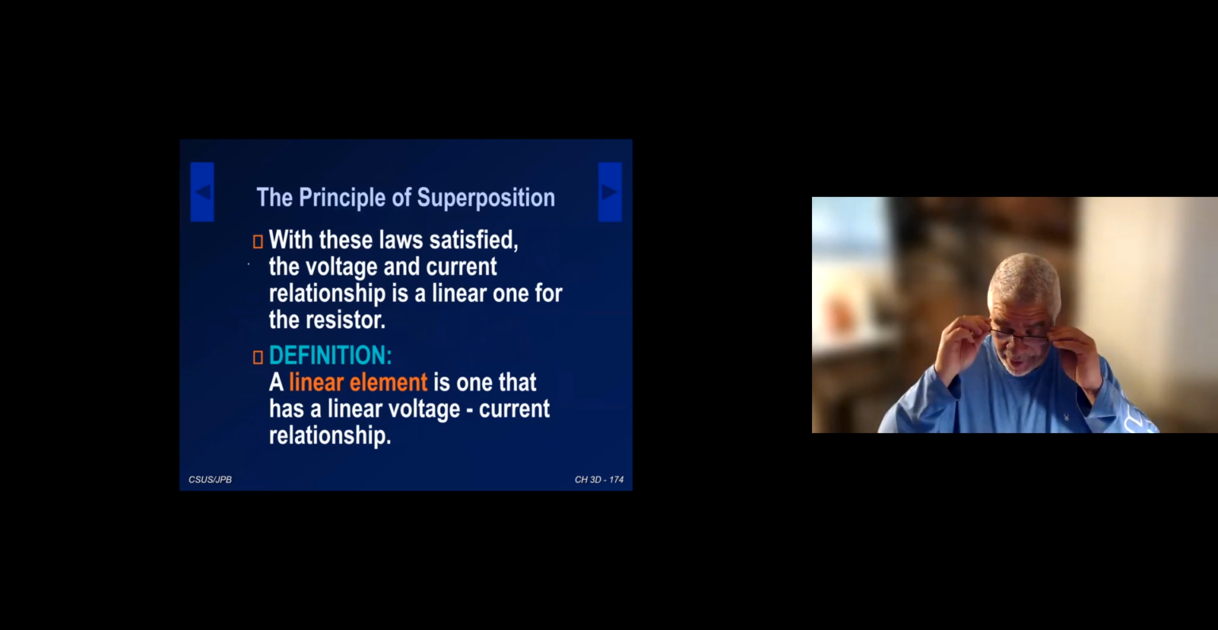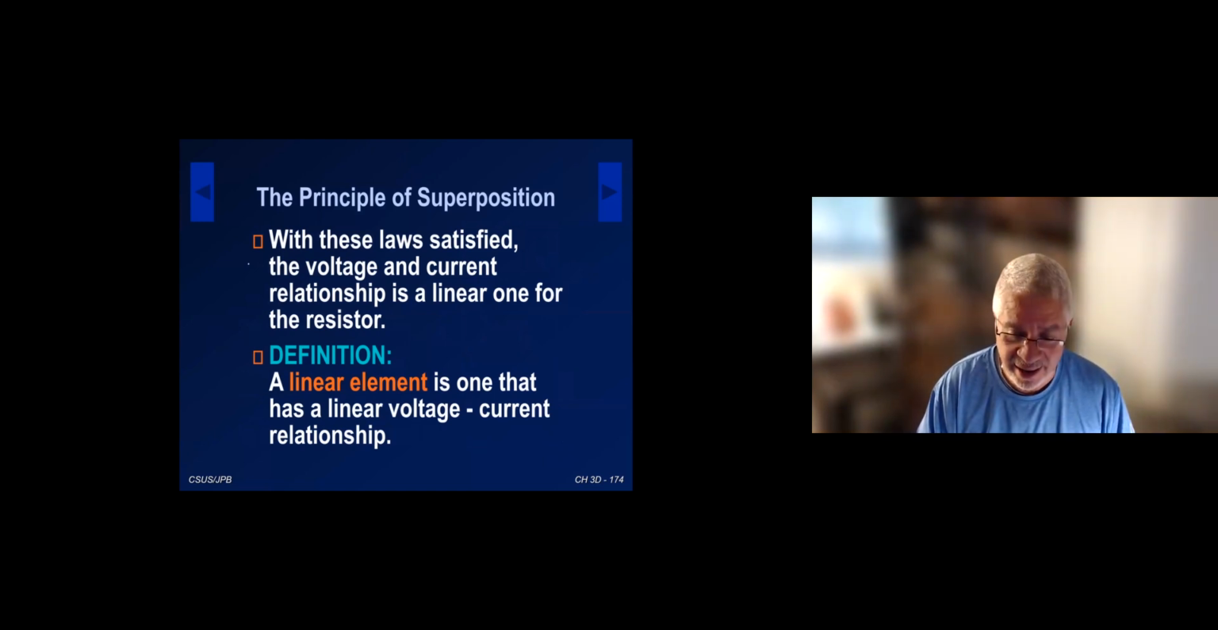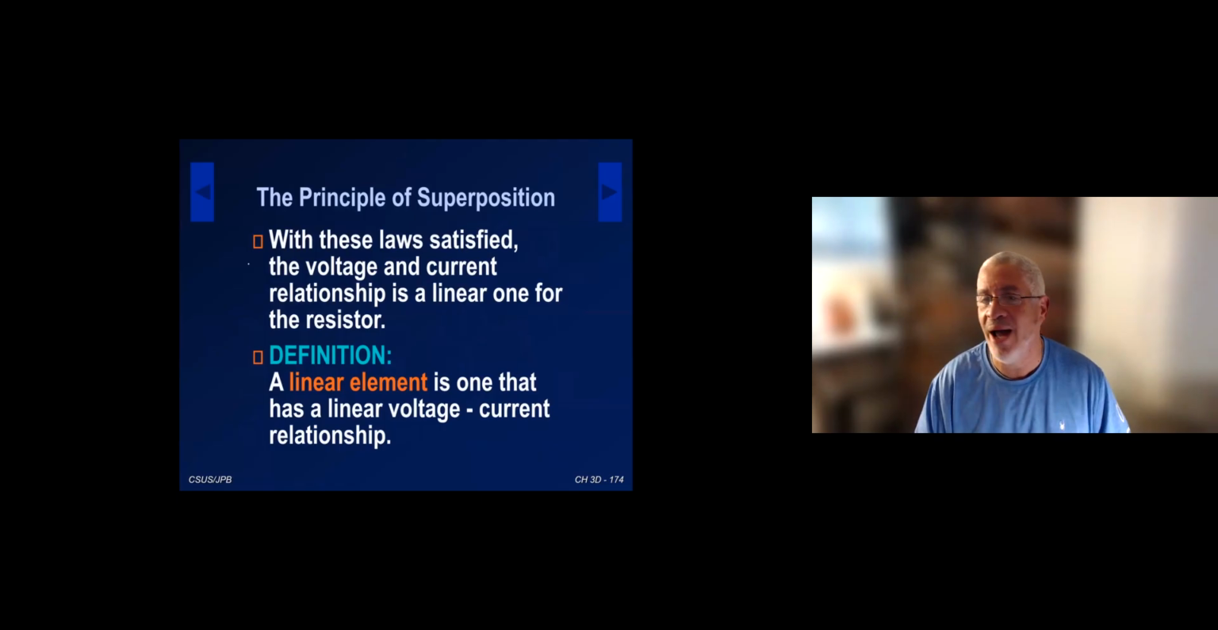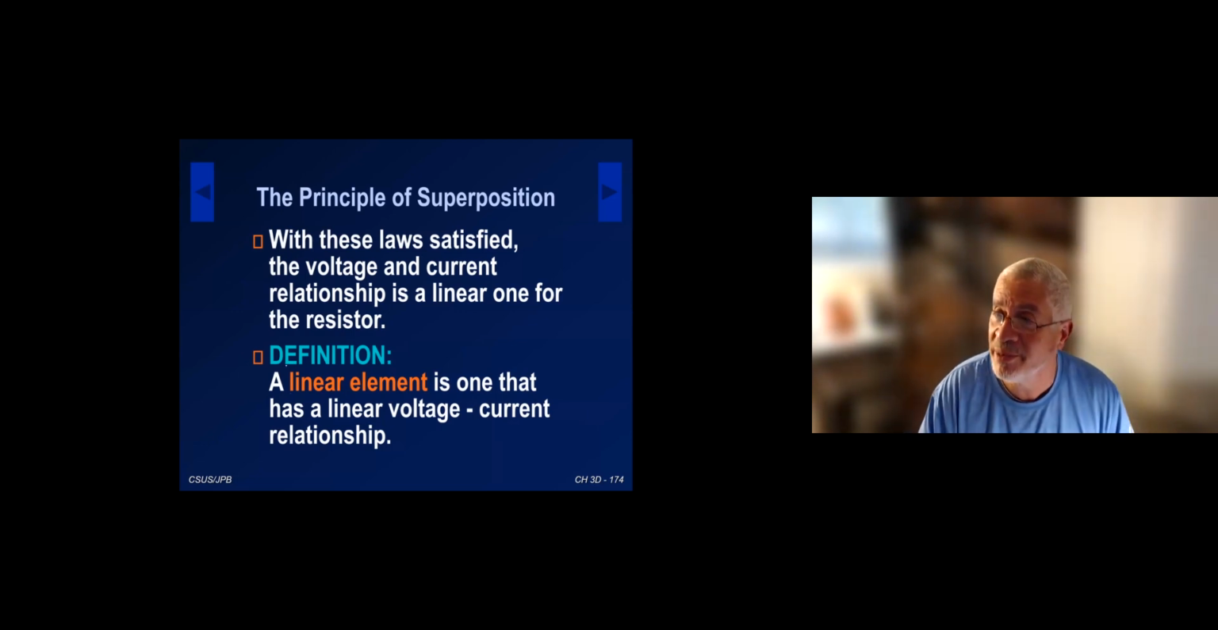So we say that with these two laws satisfied, the voltage current relationship for the resistor is a linear relationship. So that's, in fact, in many places in this country, this particular course is called linear circuit analysis. The only exception we're going to have in this course is operational amplifiers, when we cover for about a week's worth of lecture. But basically, the elements we're going to cover in this particular course are linear circuit elements. So we will define a linear circuit element as one that has a linear voltage current relationship. The resistor is one such element.